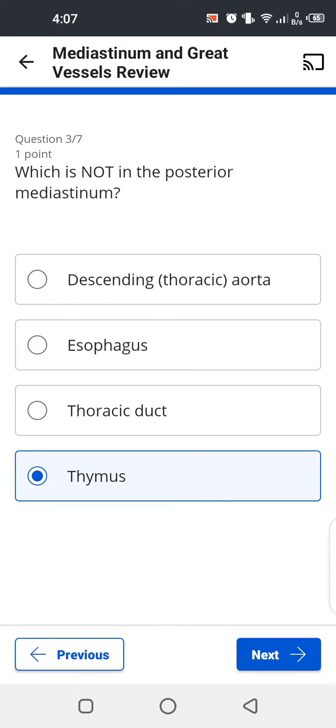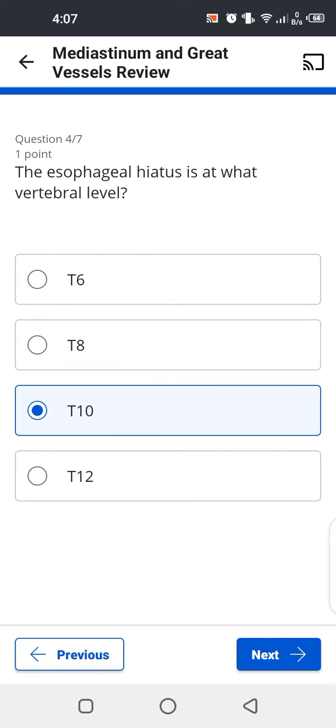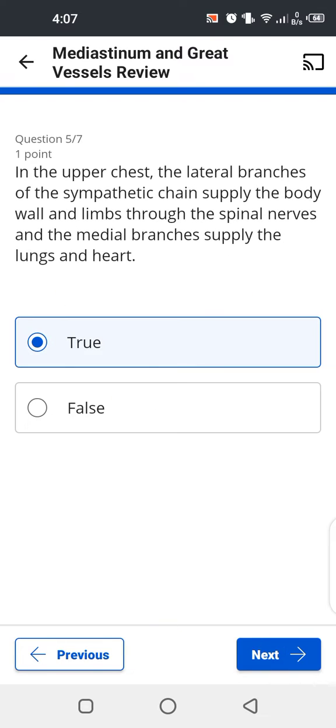Next, which is not in the posterior mediastinum? Thymus, because the thymus is in the anterior mediastinum. Then next, the esophageal hiatus is at which vertebral level? The esophageal hiatus is at T10, at T8 there is the inferior vena cava level, and at T12 there is the hiatus for the aorta.